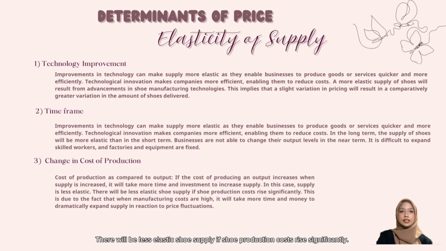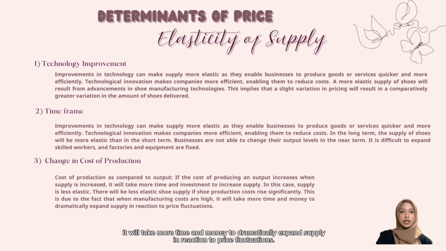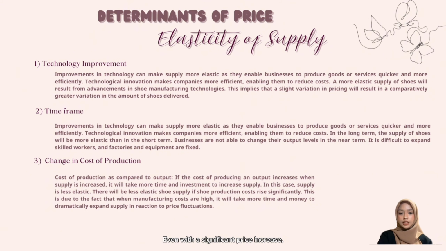There will be less elastic shoe supply if shoe production costs rise significantly. This is due to the fact that when manufacturing costs are high, it will take more time and money to dramatically expand supply in relation to price fluctuation. Even with a significant price increase, there is less change in the quantity supplied because expanding production is less profitable due to the higher expenses.